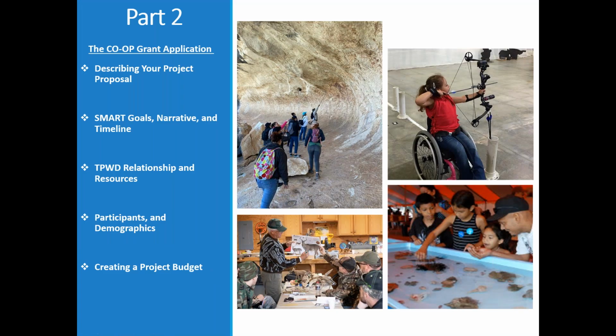But in this section, we'll talk about the project proposal. We'll talk a little bit about SMART goals and the narrative and the timeline that the application is asking for. We'll take a deeper dive into what Texas Parks and Wildlife relationships and resources are eligible for this grant cycle.